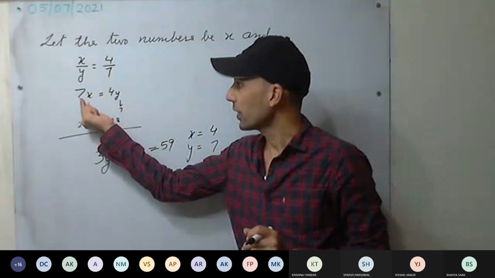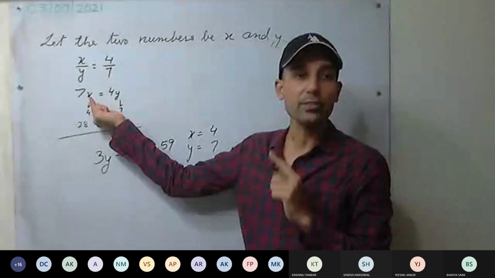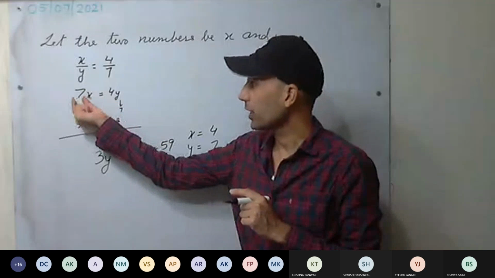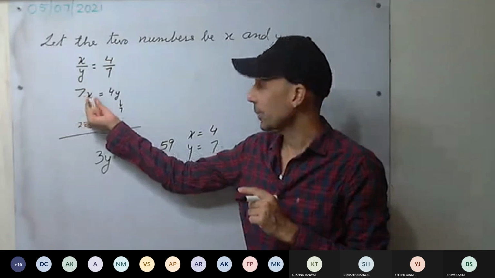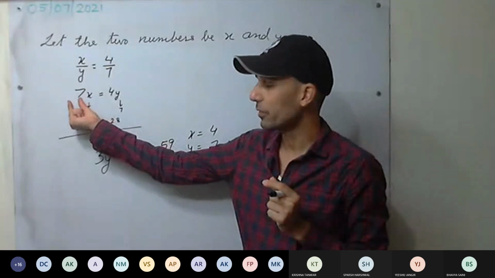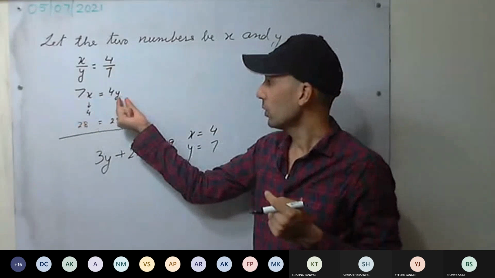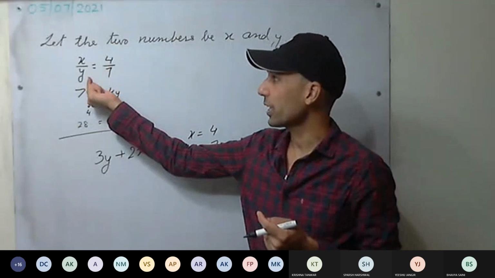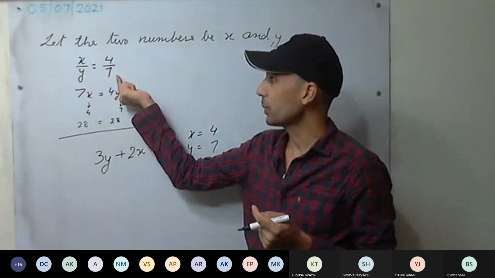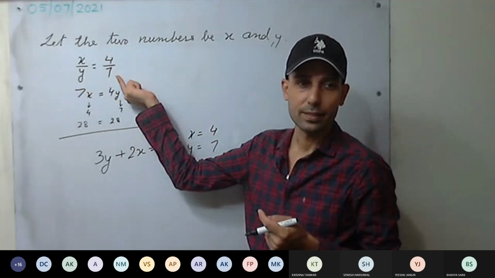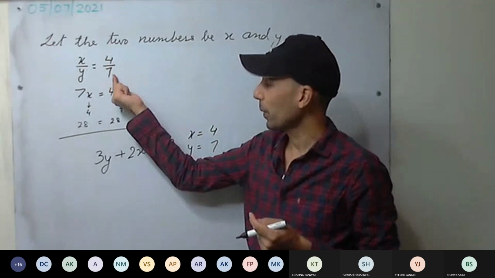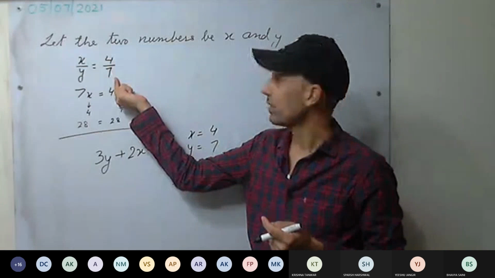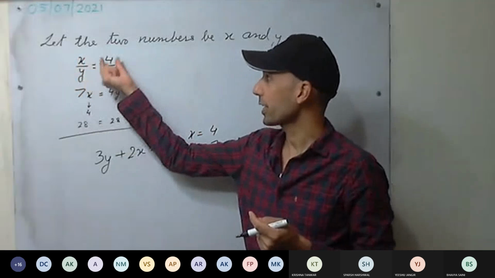To make them equal, you have to multiply 7 with x and y with 4. So we are multiplying x with a larger number, that means x is a smaller number. That's why we have to multiply with a bigger number to make it equal to 4 times y. Y is bigger. You can get it from the ratio: y is bigger, the denominator is bigger. X by y equal to 4 by 7. It means x equal to 4, y equal to 7. We are dividing x by y, we are getting 4 by 7.